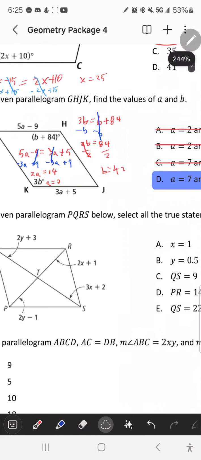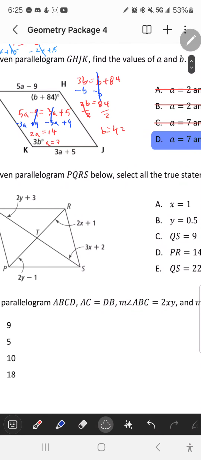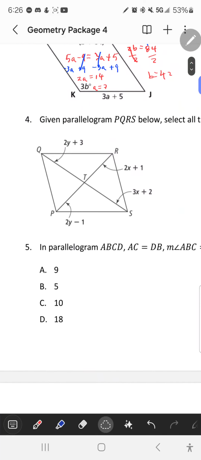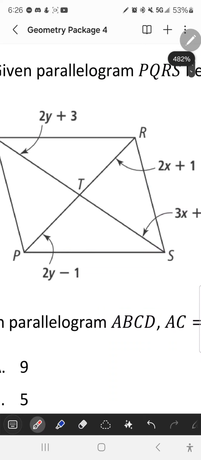Okay. Now, given parallelogram PQRS below, select all the true statements. First they're asking for x, so let's solve for x. The value of x is the value of this.